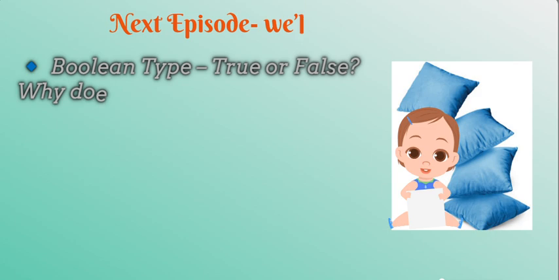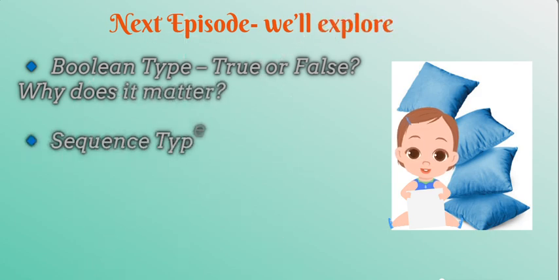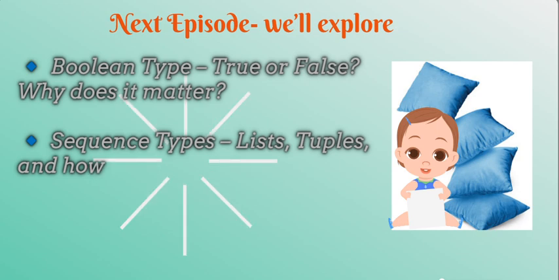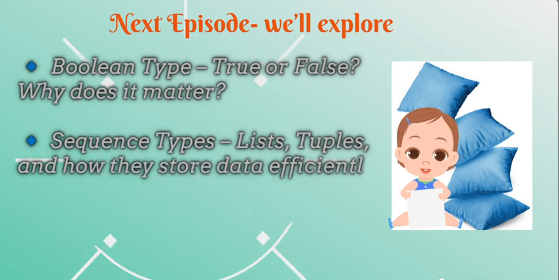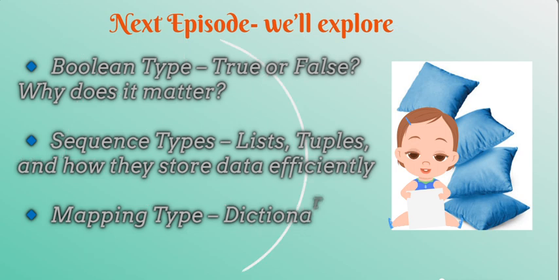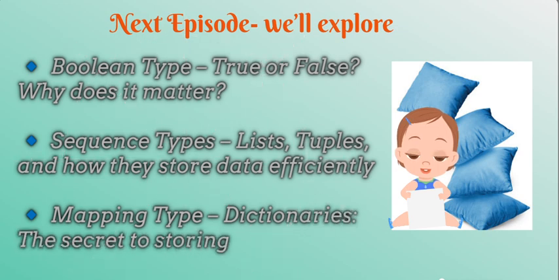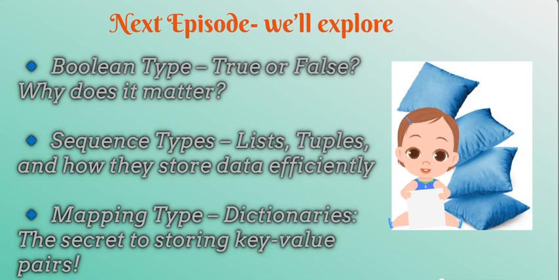But, Techie, what about Booleans? And lists? And dictionaries? There's so much more. Have patience, Byte. That's exactly what we'll cover in the next episode. We will explore the Boolean type, true or false, and why it matters; sequence types, lists and tuples, and how they store data efficiently; and the mapping type, dictionaries, the secret to storing key value pairs.